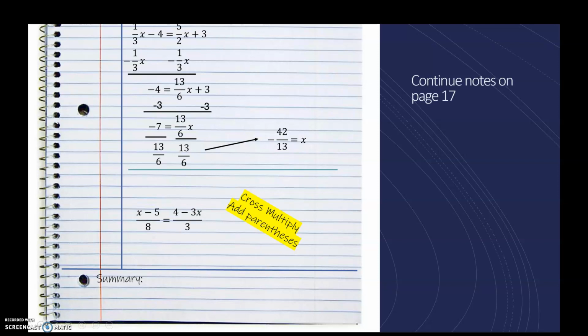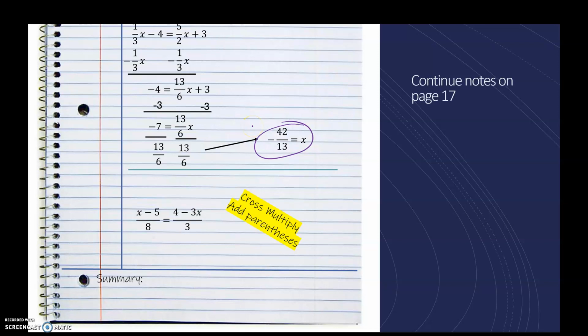I'm going to do minus 3 to both sides. And then when I get here, I'm dividing both sides by 13/6. 13/6 over 13/6. And -17 is going to be divided by the fraction 13/6. I just type it straight in the Desmos, and it comes out to this.